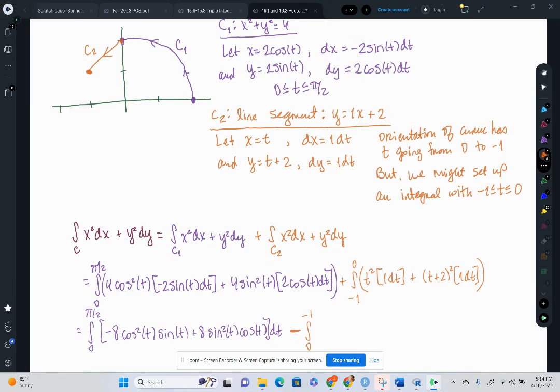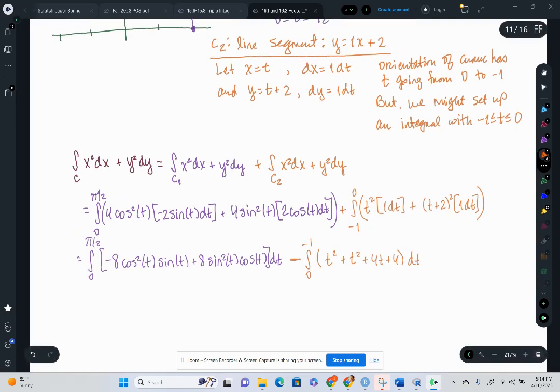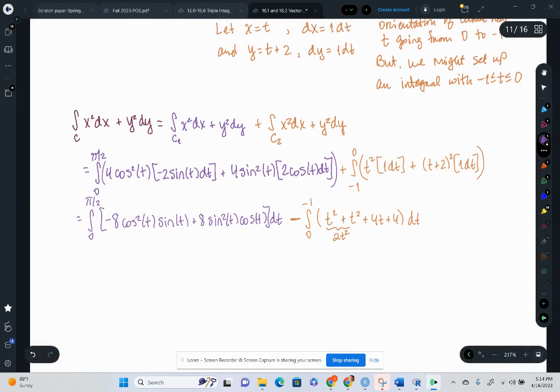All right, so I've switched my order of integration, made things negative in order for me to be going in the correct direction. Now, inside of my integral, I have a t squared, and then that t plus 2 all squared becomes t squared plus 4t plus 4, and then I have my dt on the outside. Okay, it looks like we are ready to integrate, other than the fact that t squared plus t squared is just 2t squared.